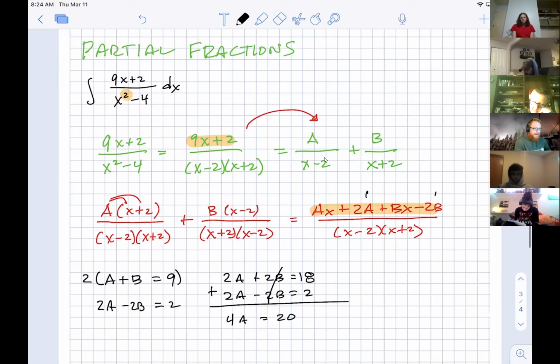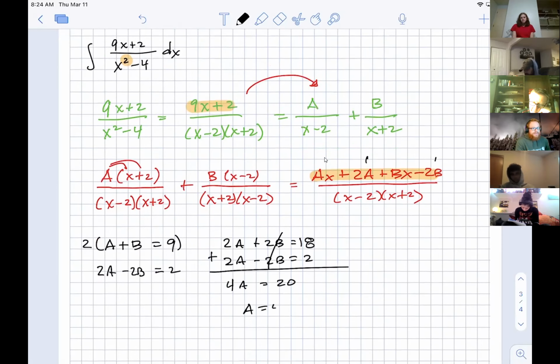Oh, look, somebody was nice to us and made this problem come out with whole numbers. So if a is 5, and then I look back at either one of these two equations, if a is 5, then b would have to be 4. Let's make sure that works down here too. Is 2 times 5 minus 2 times 4 really equal to 2? Look at that, 10 minus 8, yeah it is.